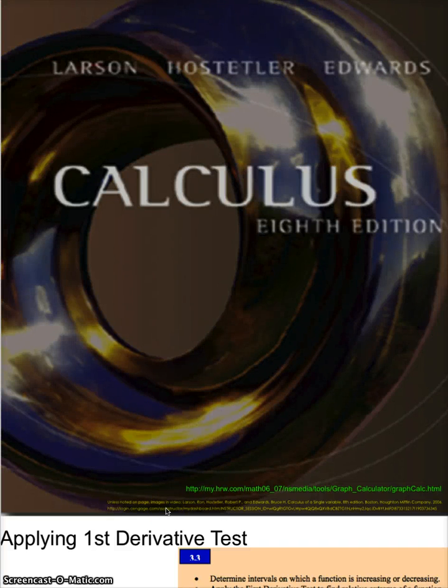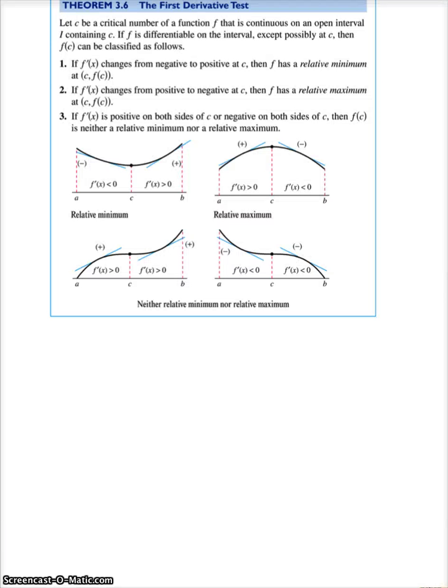Okay, now let's see how we can apply the first derivative test. All right, go on and write this down. I know it's kind of long, but that's all right. This is the first derivative test. Let's say that c is a critical number of f, and the function is, of course, continuous on an open interval that contains this critical point.